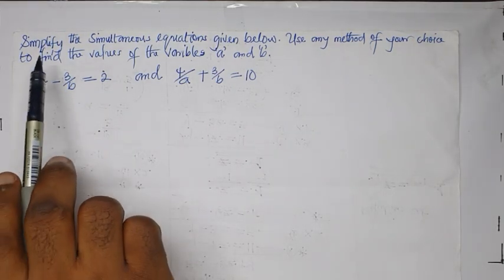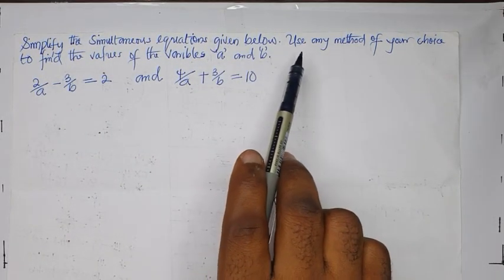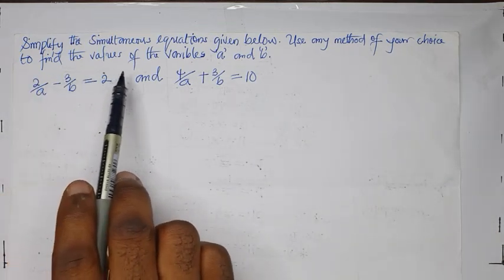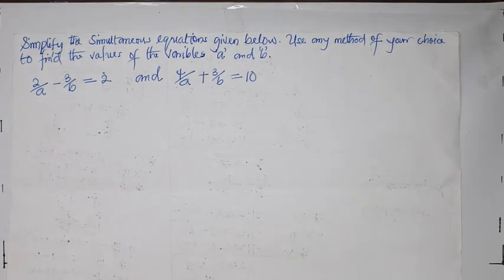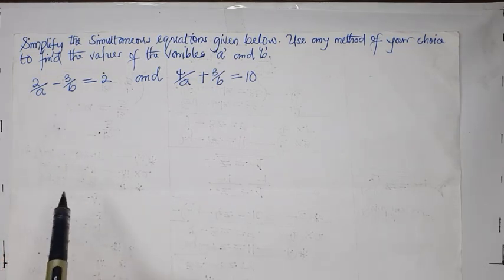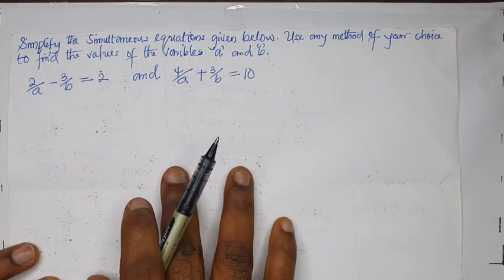The question says we should simplify the simultaneous equations given below. Use any method of your choice to find the values of the variables a and b. The question we have in hand is fractional in nature. Yes, sometimes you can see fractional problems appearing under simultaneous equations. That's okay, not a problem at all.